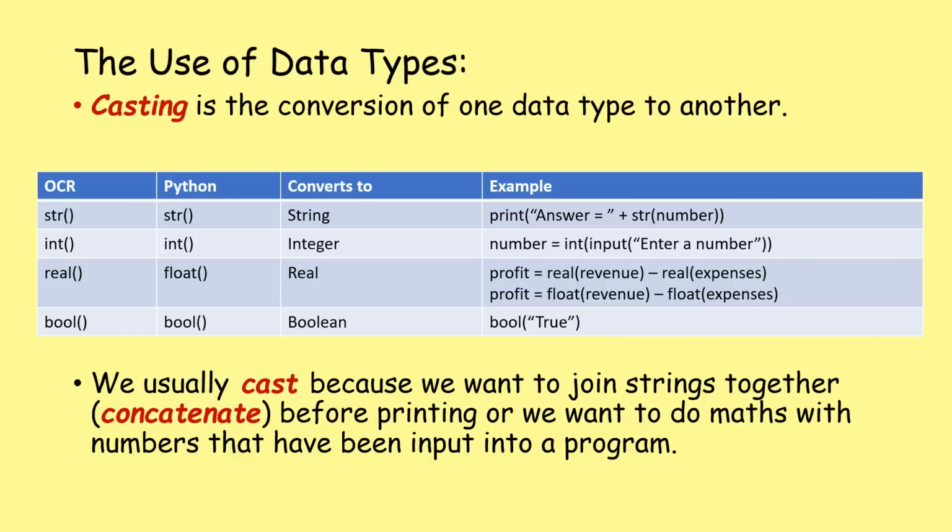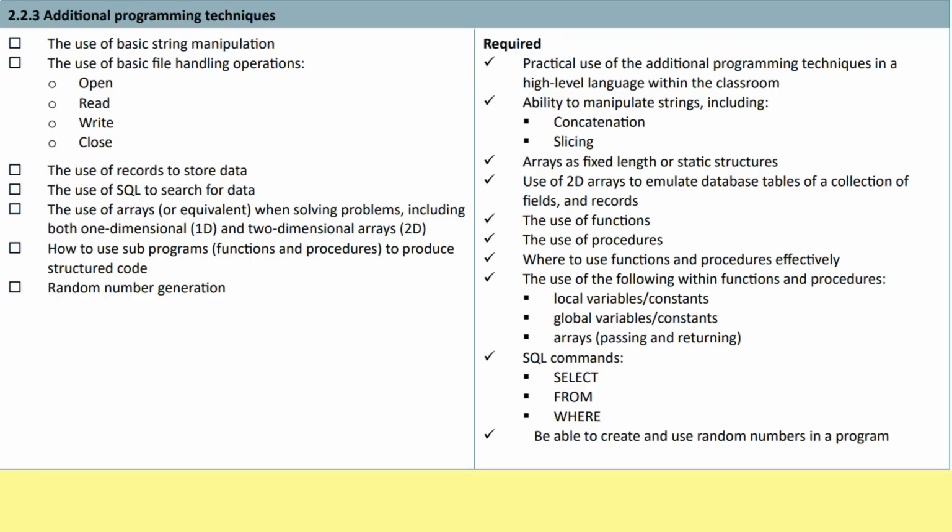Casting is the conversion of one data type to another, and there are various methods we can use to do that. We can convert to string, to integer, to real, to boolean, depending on the situation. We usually cast because we want to join strings together, concatenate them before printing, or we want to do math with numbers that have been input to a program, and generally when we input data to a program, it starts off as a string, so if we want to do math with it, we need to cast it into an integer or a real.